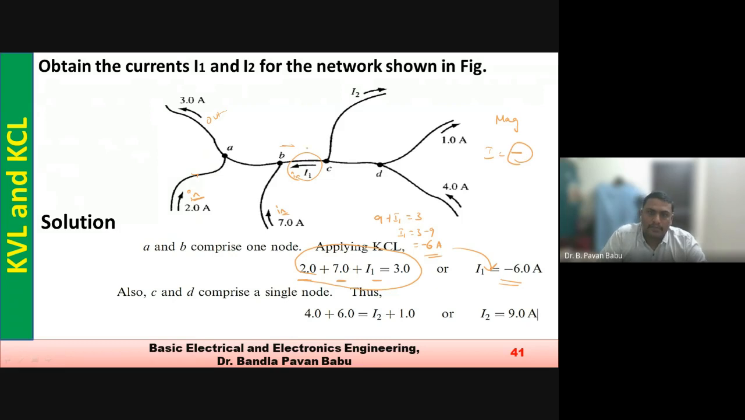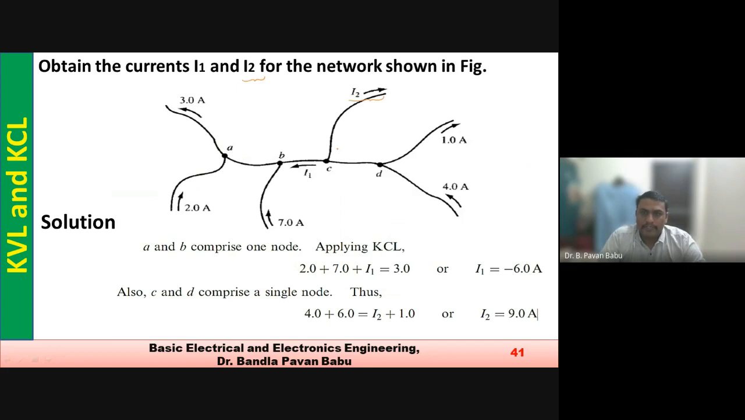So we have found that I1 is 6 amps in magnitude as per the KCL applied between the nodes A and B. Actually these two nodes are same. If there is any element here, it may be 1 amp or some value, then you have to consider these nodes as separate. You cannot combine A and B; you have to consider A separately and B separately. Next, coming to I2, we need to find out I2.